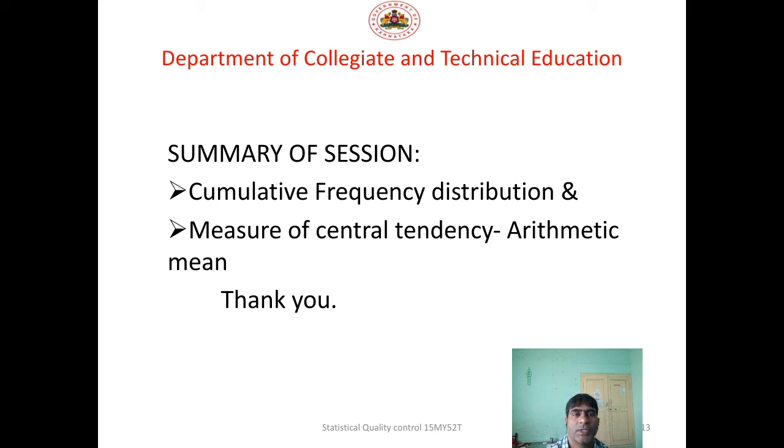In measures of central tendency, there are 5 measures: arithmetic mean, median, mode, geometric mean, and harmonic mean. In that we have seen arithmetic mean. Arithmetic mean is the average of the readings. If you have n number of readings, we take the average: add the observations and divide by the number of observations. Sum of the observations divided by the number of observations, that we call arithmetic mean, average, or simply mean. So that we have discussed in the class.